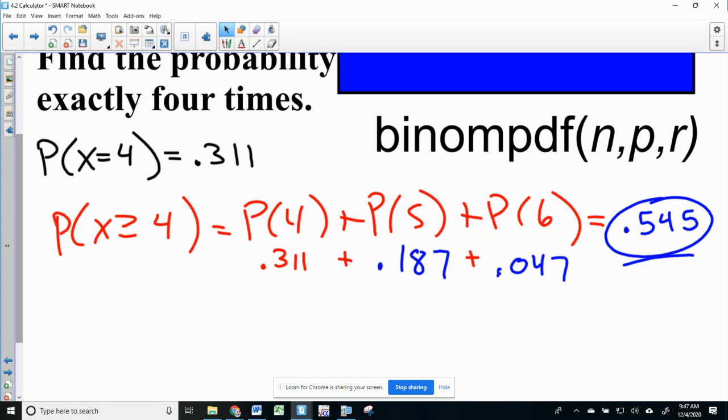Homework that's due on Monday? Yes. Worksheet 4.2, right? There are 3 pages. Front, back, and the next page.